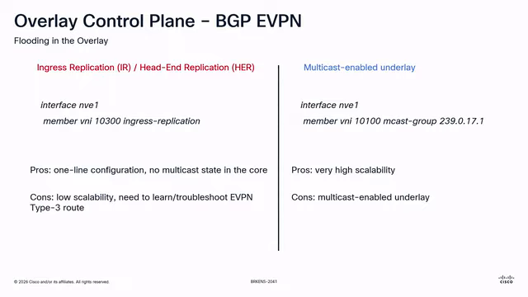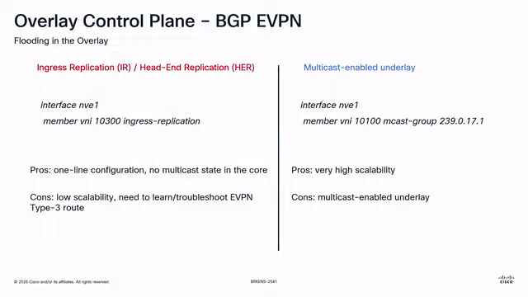Very high scalability. The downside is you actually need to have this multicast-enabled underlay, which means additional configuration, and most importantly, additional multicast state on your core switches. Some customers are not too happy with that. But if you have scaling issues, then that will be the way to go.